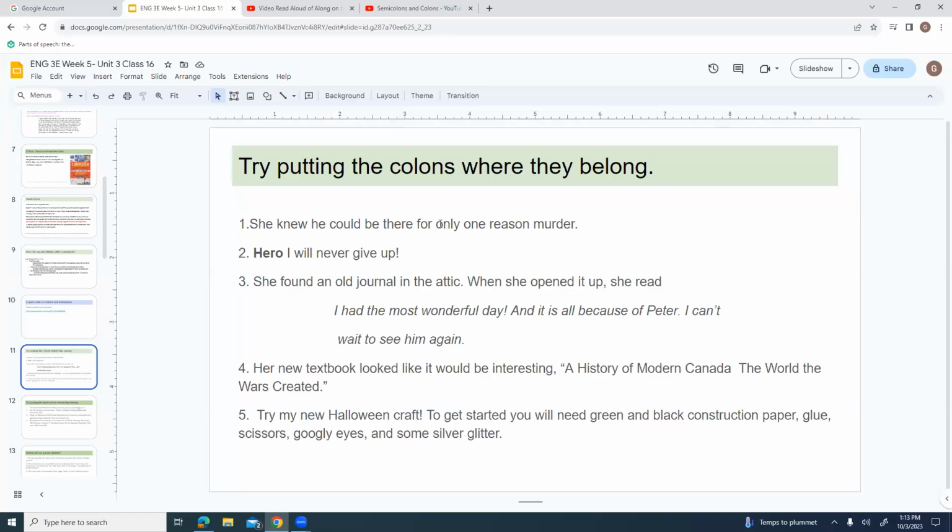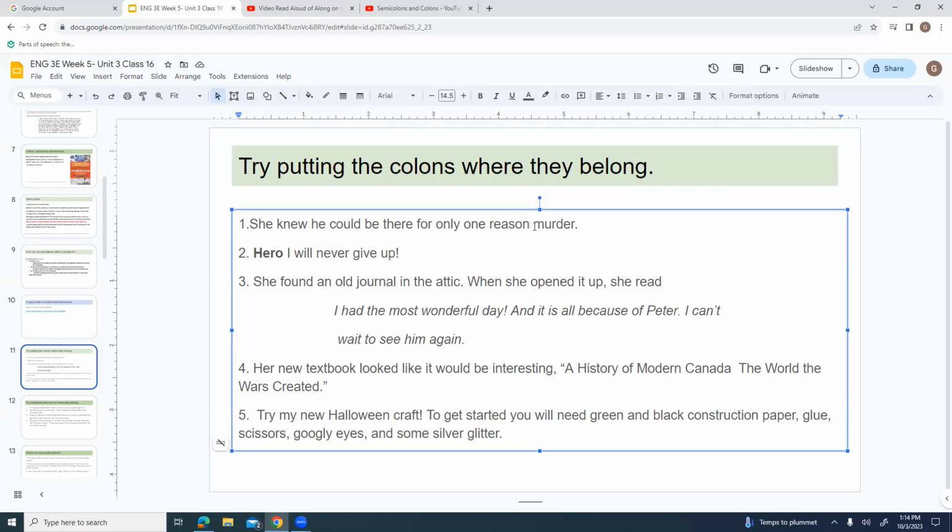So she knew he could be there for only one reason: murder. So where would I put a colon here? Well, after reason, if I put it there, then it sets off the word murder and gives that emphasis. Hero: I will never give up. Because this is bolded, I'm thinking that this is kind of like a play and that the colon should go there. And then these are the words that follow.